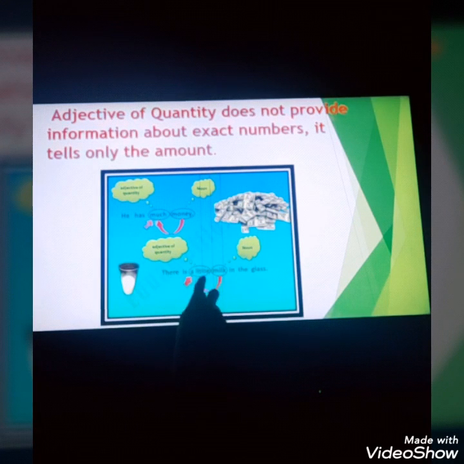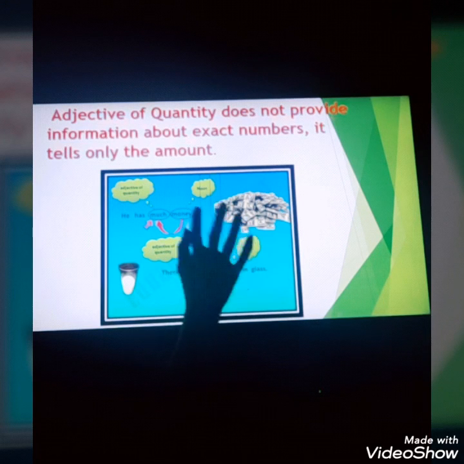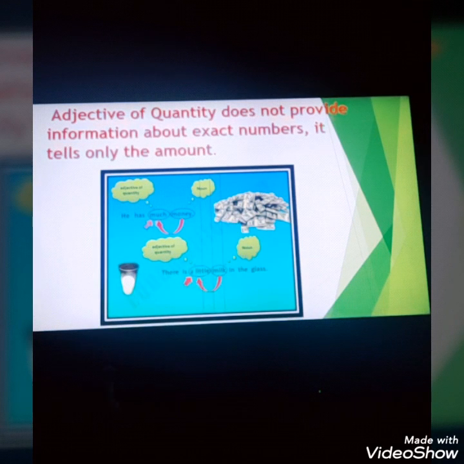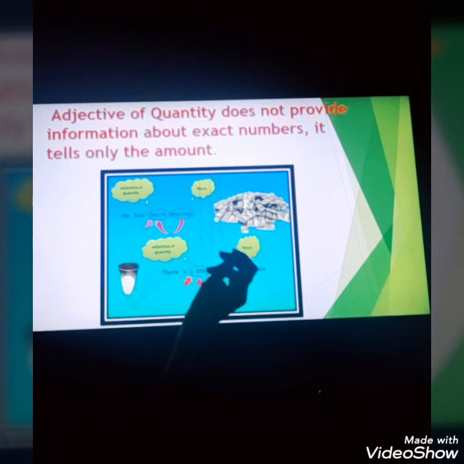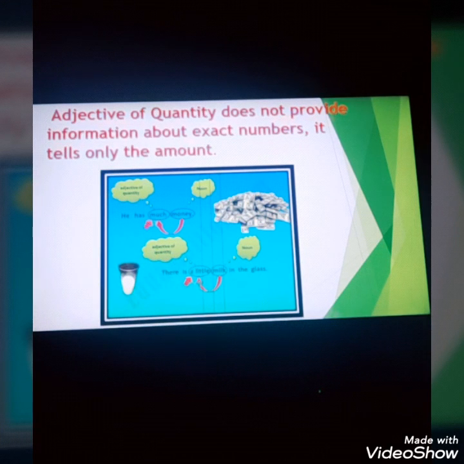Now, there is a little milk in the glass. Milk is a noun, but it is a little. It is not giving us any number, 1 liter, half liter, whatsoever. It is an adjective of quantity.